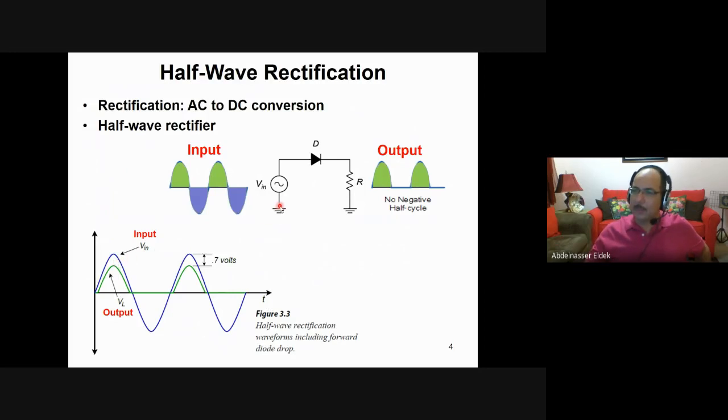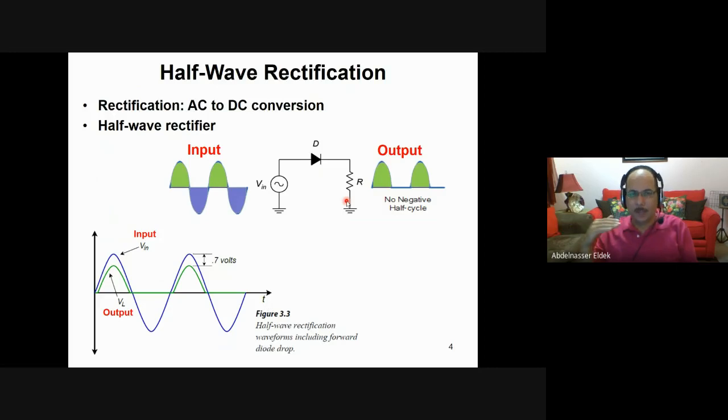What if we want to smooth this wave? We have something like this, and then we have 0. We don't need it to be like this; we need it to be almost constant, for example. So how can we do that? We can do that by simply adding a capacitor in parallel with the resistor. Then what happens?